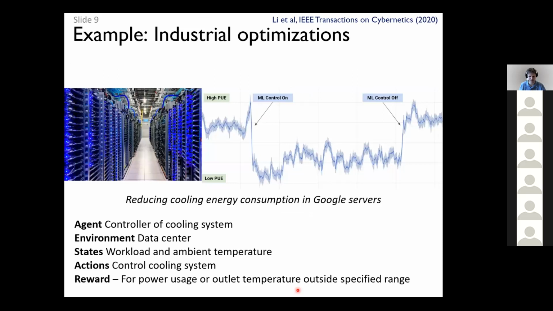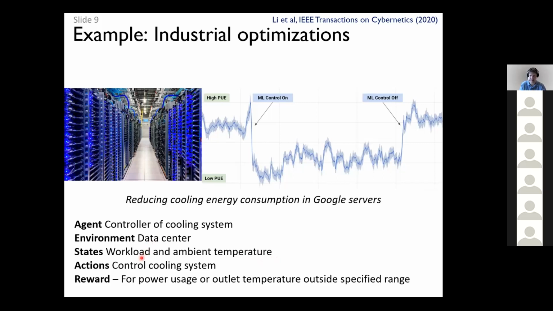Another famous example is used by Google. They use reinforcement learning to find algorithms to cool their servers to reduce the power consumption for cooling. So they use it to reduce the power consumption. They don't use it to cool the servers. And in this case, the agent is the controller of the cooling system. The environment is the data center. States are the workload of the computers and the ambient temperature, the surrounding temperature.